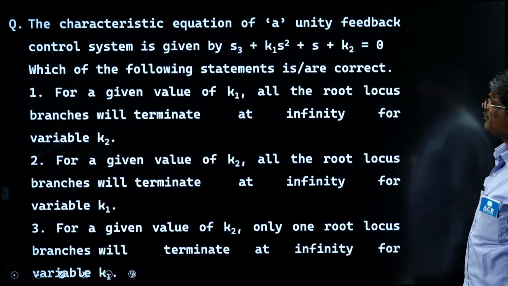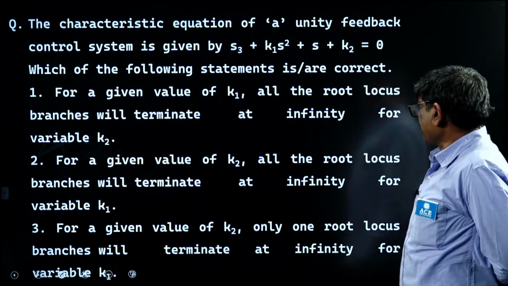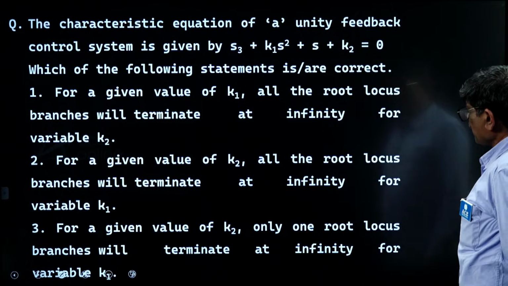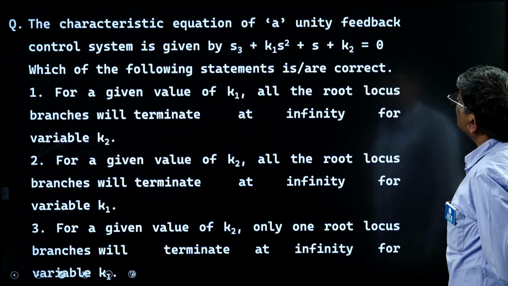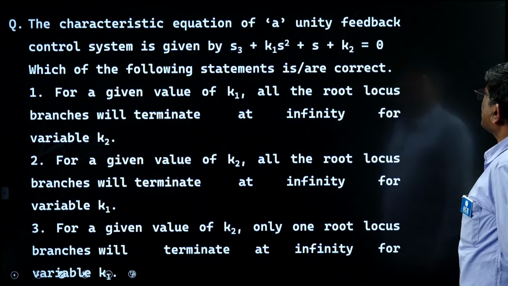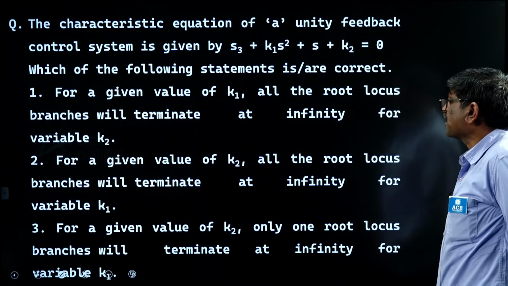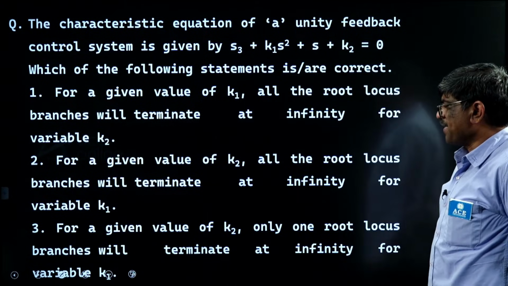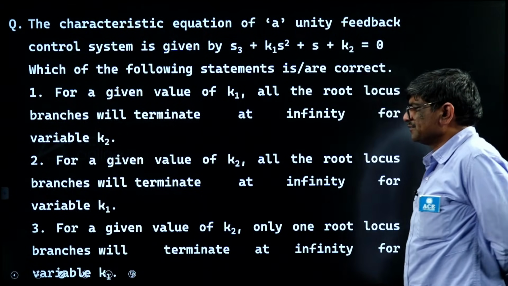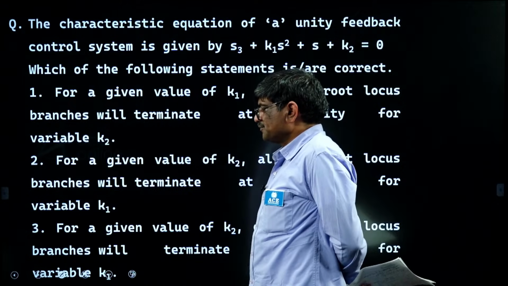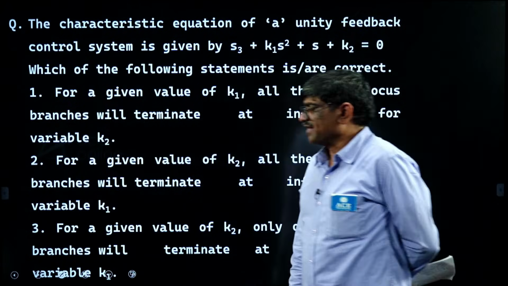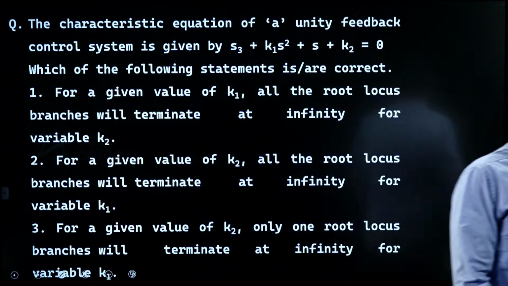Next, this question. The characteristic equation of a unity feedback system is S cube plus K1 S square plus S plus K2 equal to 0. Which of the following statements is correct? Come on, tell. Anybody answer for this? Check it. Tell the answer.